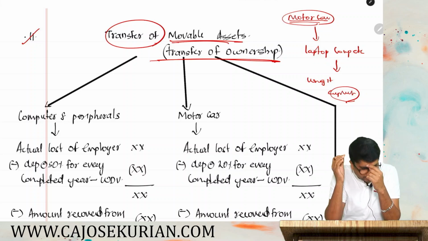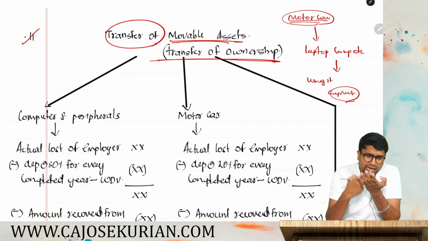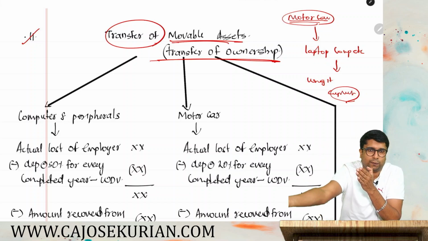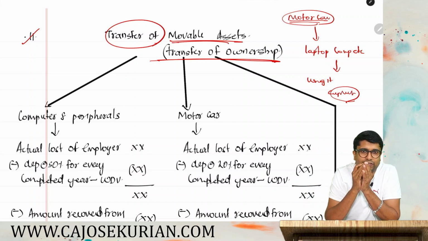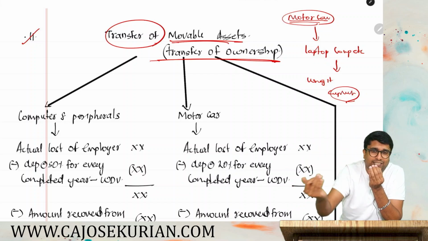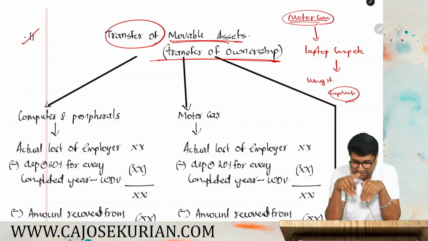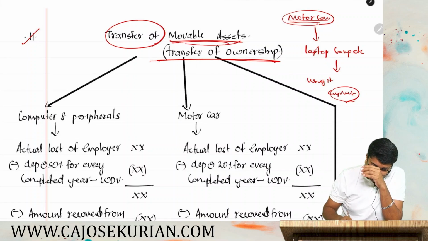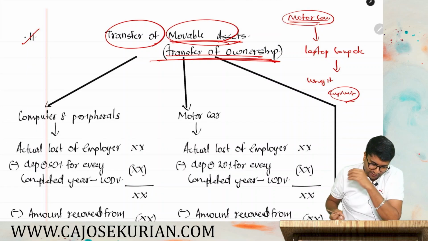So I'll repeat that point. If laptops or computers are transferred to the employee only for usage purposes, nothing shall be taxable in the hands of the employee. If the employer is transferring the ownership, then you have to value the perquisite, and that's what we are about to discuss. Transfer of movable asset, that is transfer of ownership. And how do you value?